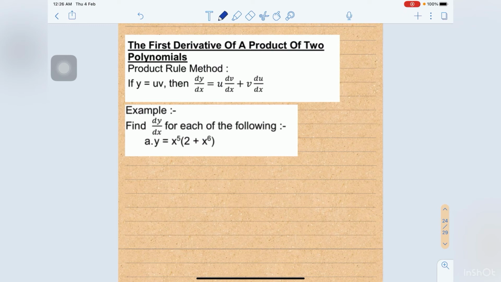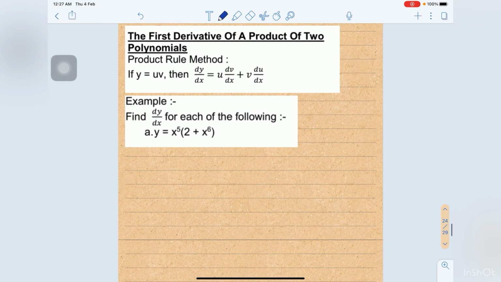The next one, if we have a function as a product of two polynomials, then we can find the first derivative by using the product rule method. The formula is dy/dx equals u dv/dx plus v du/dx. So let's try question A. Find dy/dx for each of the following. Here we have y equals x⁵ times (2 plus x⁶).